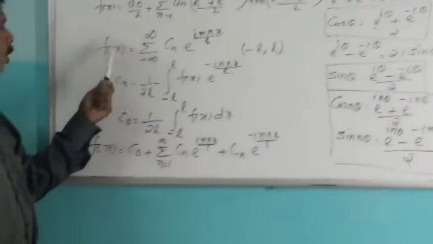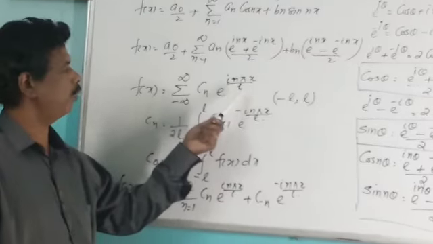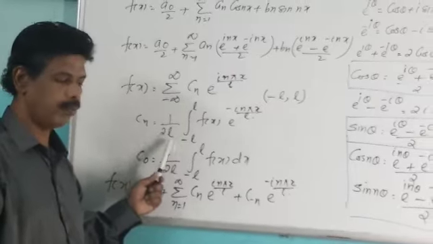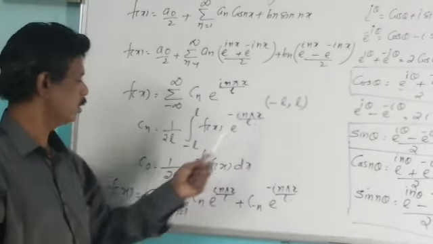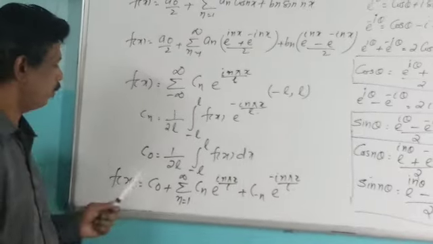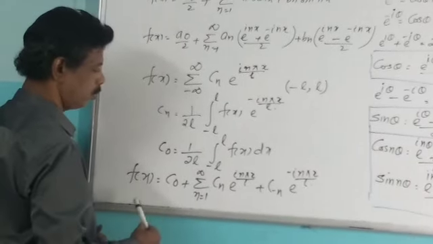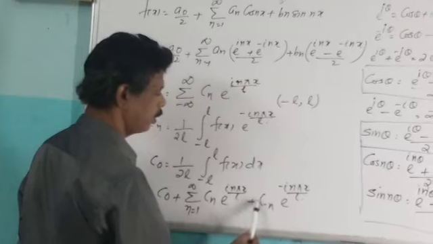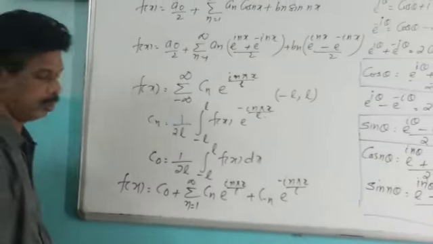We can calculate by using the formula f(x) = sigma from minus infinity to plus infinity of c_n e^(i n pi x / l), if the function is defined in the interval minus l to plus l. Then c_n = 1/(2l) integral from minus l to plus l of f(x) e^(-i n pi x / l) dx, and c_0 = 1/(2l) integral from minus l to plus l of f(x) dx. If we calculate c_0 and c_n, then we can also write the complex form of Fourier series using f(x) = c_0 + sigma n = 1 to infinity of c_n e^(i n pi x / l) + sigma c_(-n) e^(-i n pi x / l). Okay, you have to remember these two formulas.